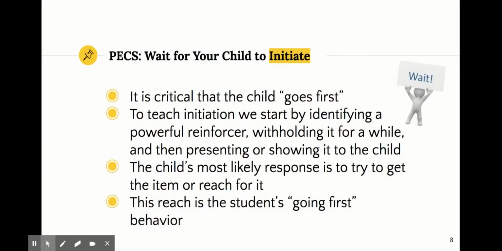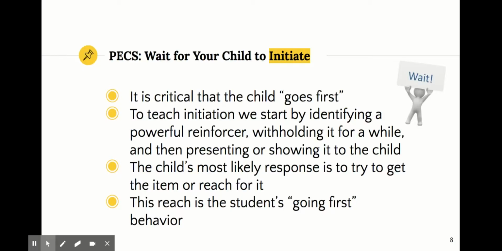So the first step of this is that we're going to wait for your child to initiate. To teach this, again, we start by identifying a powerful reinforcer, and then we withhold it. Let's say it was the slinky like it was in that video. I'm going to play with that slinky. I'll hold it in front of the child, but I'm not going to let them have it yet. I'm also not going to say, do you want the slinky?